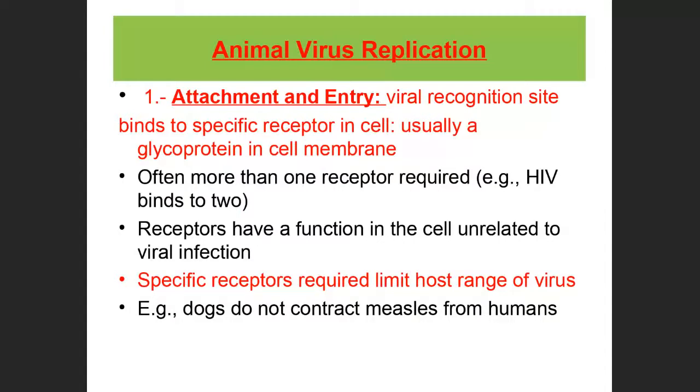So as we go through animal virus replication, the first steps are similar. So the attachment of the virus to the host cell, by the viral recognition sites attaching to specific receptors in the cell. Again, usually the receptor that the virus attaches to is a glycoprotein in the cell membrane. Sometimes more than one receptor is required. In the case of the HIV virus, it binds to two receptors.